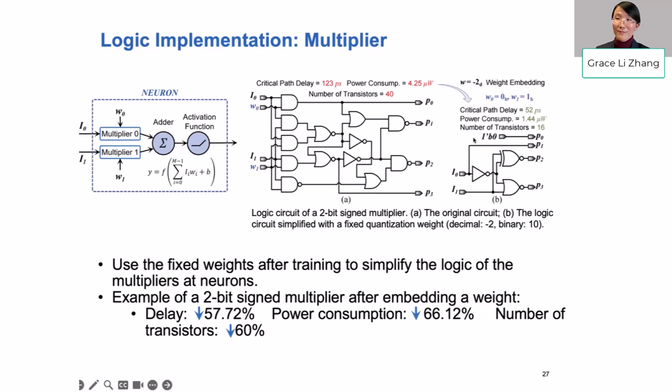We found that when the weights are fixed, the logic becomes a much smaller circuit. In this circuit, there are no weights anymore because the weights are fused or embedded in the circuit. There are only inputs and outputs, and you don't need to load weights anymore. The delay, power consumption, and area of such a circuit are much smaller than the original multiplier. But this figure only shows the simplification of a multiplier with simple weights.